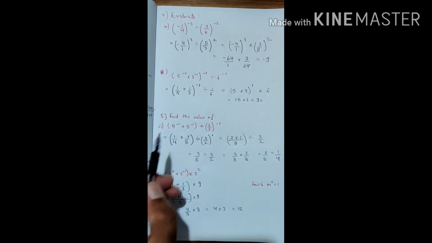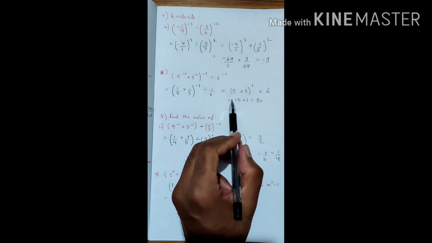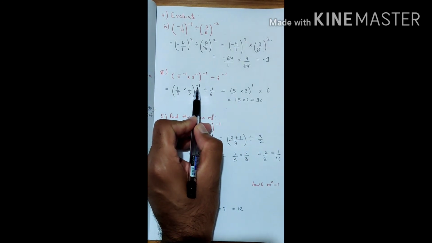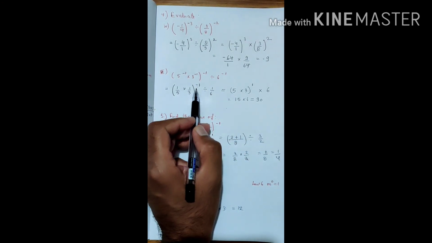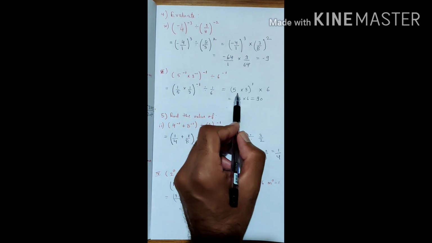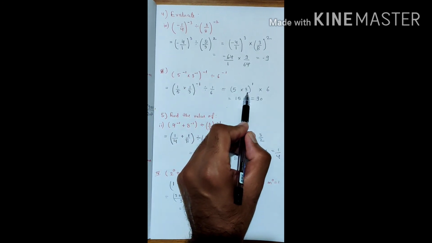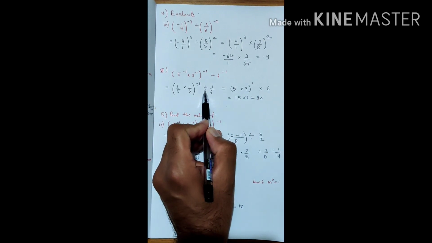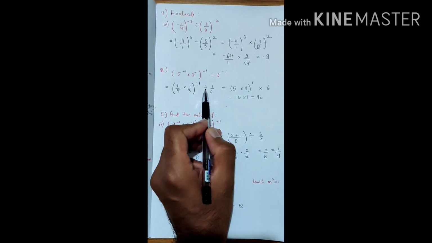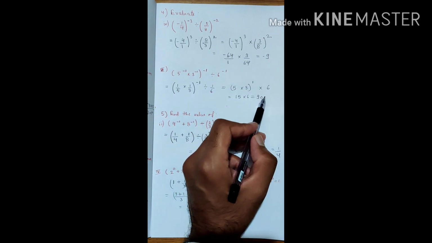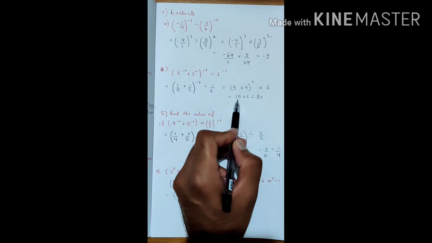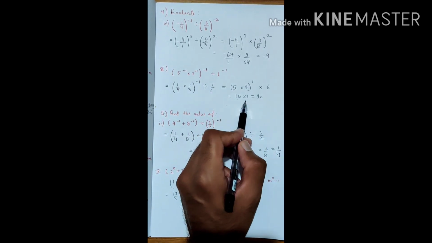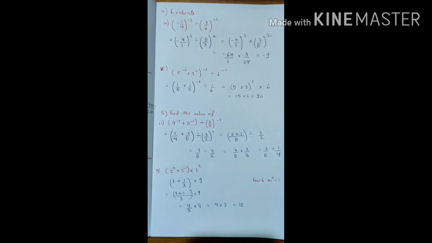Now, again we have a negative power over here, so again we have to change. So again this will reciprocal and it will come to be 5 into 3, and as I have already discussed, when we convert division into multiplication, it again reciprocals. So 5 into 3 is 15, and with this 6, 15 times 6 is 90.